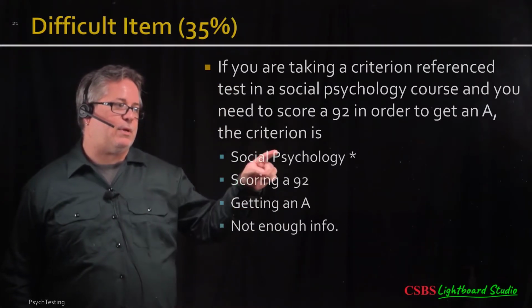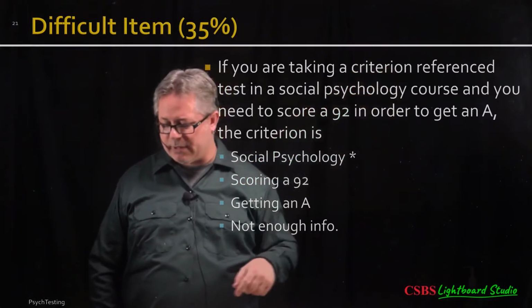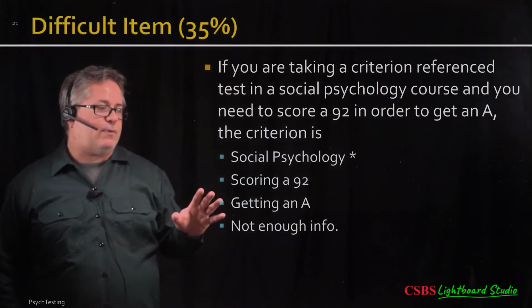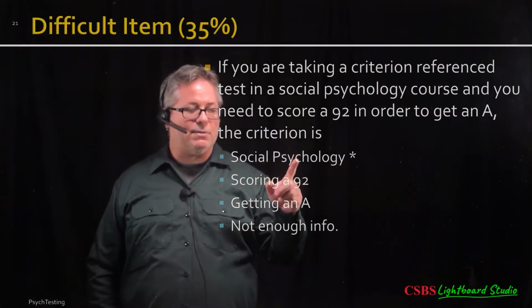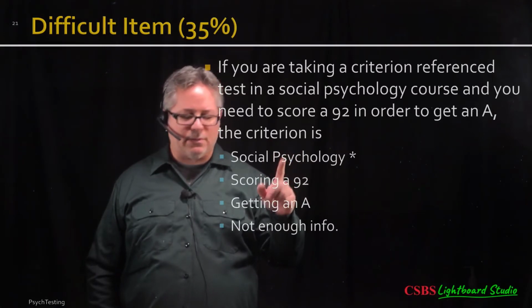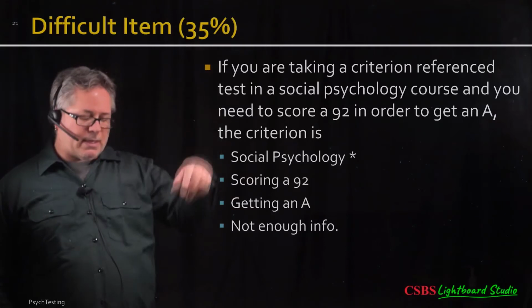But the criterion we're talking about is the domain, the actual thing we're measuring, which is social psychology. So this is a fairly difficult item with only 35%. This is from 2000. It was a class a few years ago. Only 35% of them got this item correct.